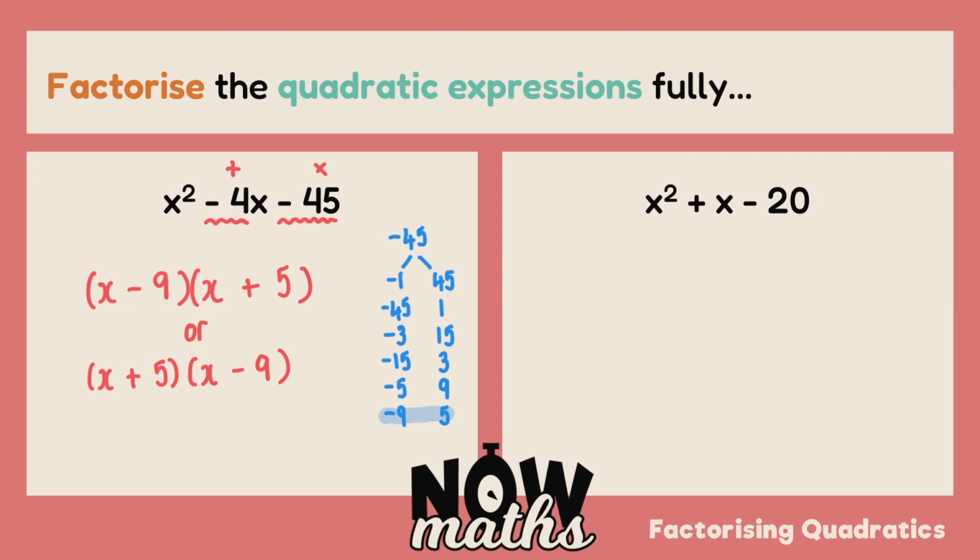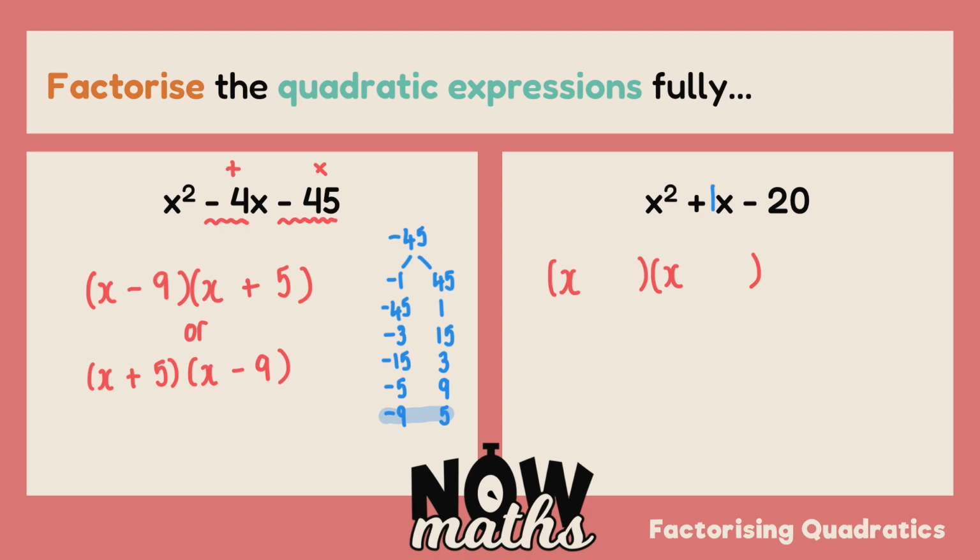Now looking at the question on the right, this time we have x squared add x subtract 20. Just before we start factorising this, we could actually write this as x squared add 1x subtract 20 to help us to begin with. Now we again know that this is going to factorise into double brackets since none of the three terms have any common factors greater than 1, and we know that we're going to have an x in the front of each bracket since x multiplied by x is x squared.